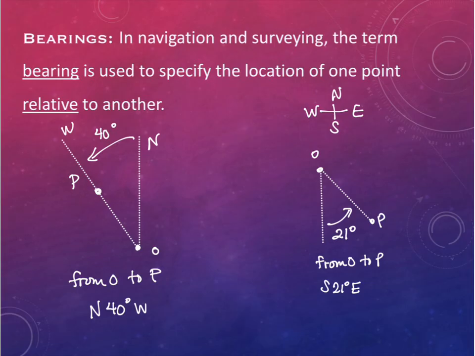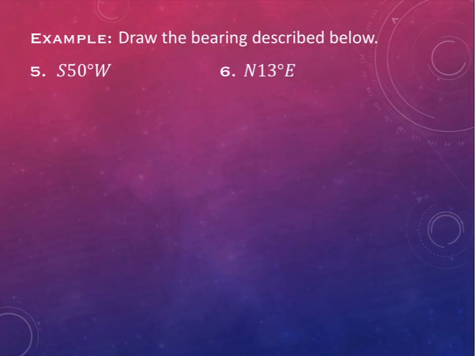So we're going to actually start with some information pieces given, this time going the other direction, and draw what these pictures would look like. So we're going to draw the bearing that's described below. I'd like for you to take just a second to do this. They don't take very long to draw. So draw in what south 50 degrees west is and what north 13 degrees east is. And then we're going to make sure that we have the basic idea of that drawn in.